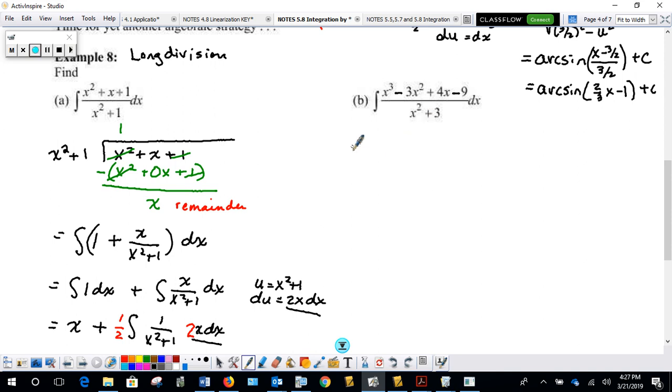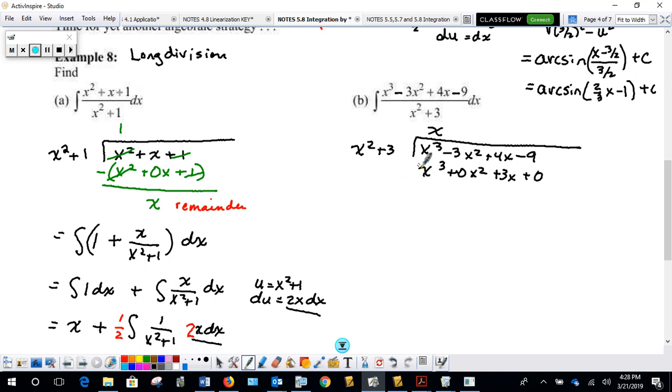So I'm going to take my x squared plus 3, and I'm going to divide that into x cubed minus 3x squared plus 4x minus 9. x squared goes into x cubed x. We multiply x cubed, and then I've got plus 3x, so it would be 0x squared, 0 at the end. We are going to subtract. These are going to cancel. Then I have negative 3x squared, 4x minus 3x plus x, and then minus 9.